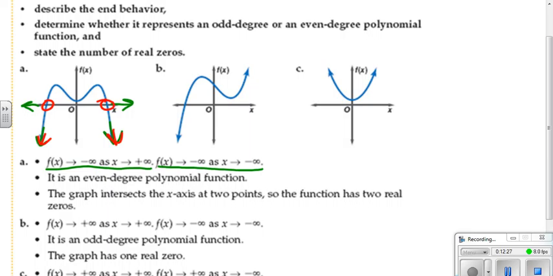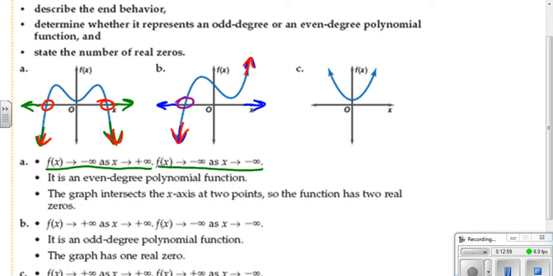All right, let's look at B. As x approaches positive infinity, our f of x approaches positive infinity. And as x approaches negative infinity, our f of x approaches negative infinity as well. Since one is going down and one is going up, it is an odd degree polynomial function, and it looks like it crosses the x-axis only once, so there is only one zero.